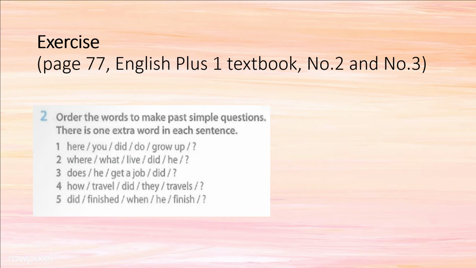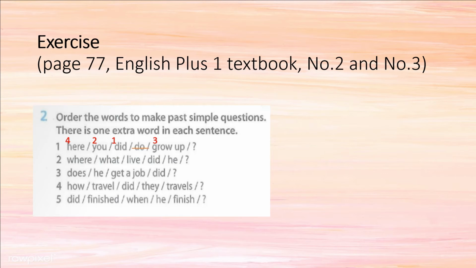So, what is the first word that you need to put? Yes, the first word should be did. After did, you. Then, grow up. And here. And the last one, don't forget the question mark. So try to read this sentence. Did you grow up here? Does it make sense? Yes.